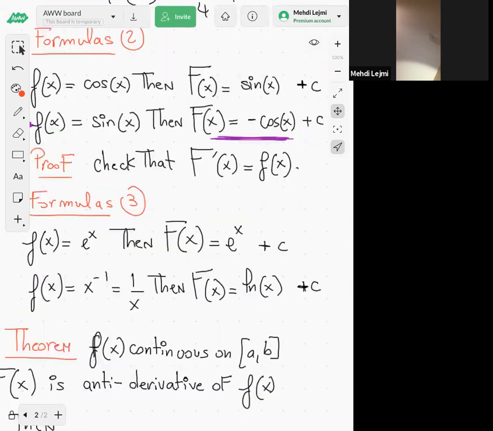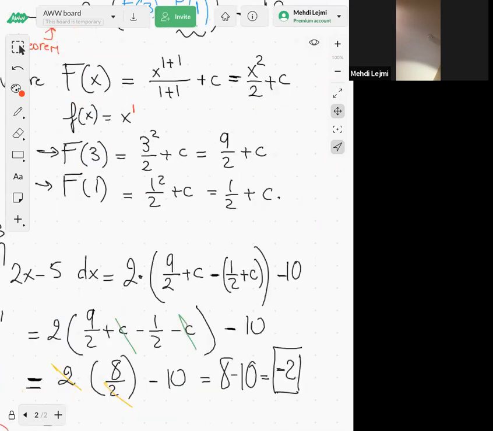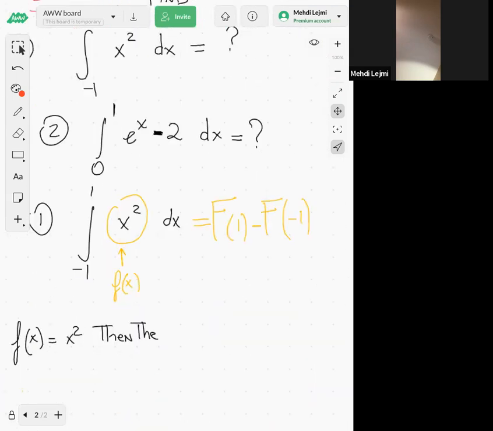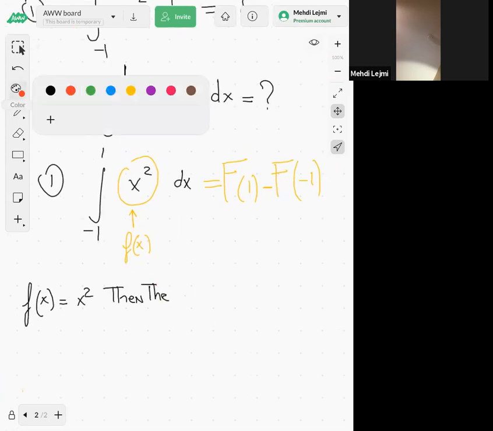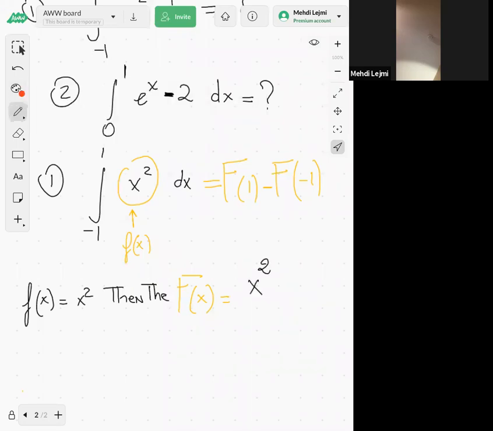So this capital F of x would be x to the power 2 plus 1 over 2 plus 1, plus this constant C. You always add this constant C because when you differentiate a constant by itself, it's zero, so the constant doesn't change anything. So this antiderivative, capital F of x, is actually x cubed over 3 plus this constant C.